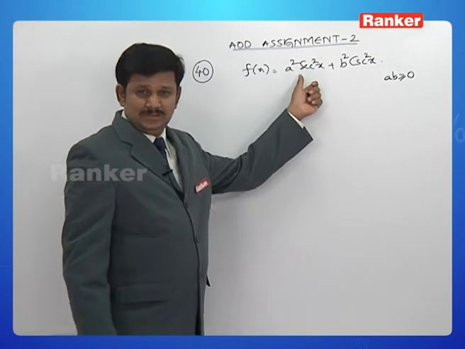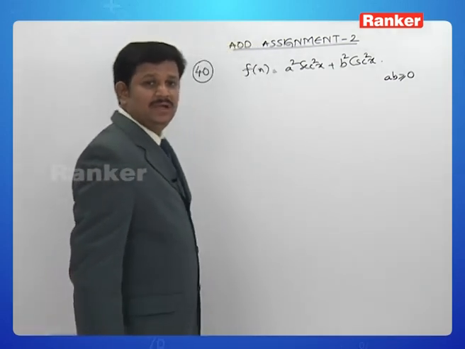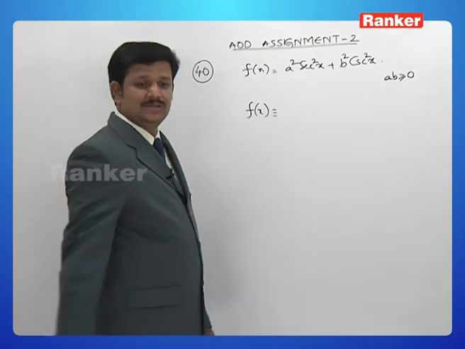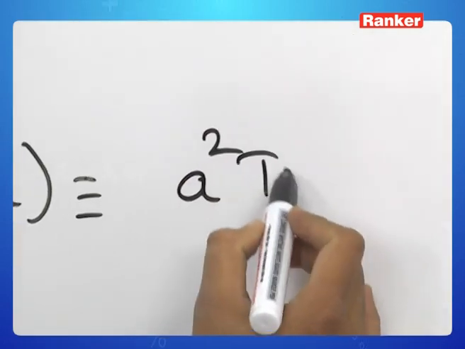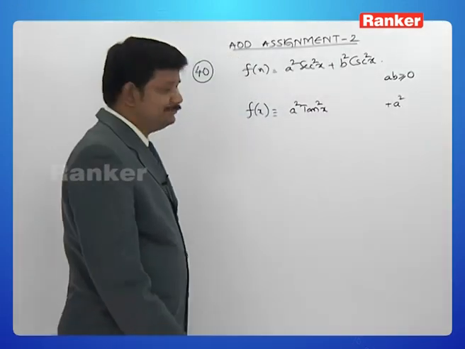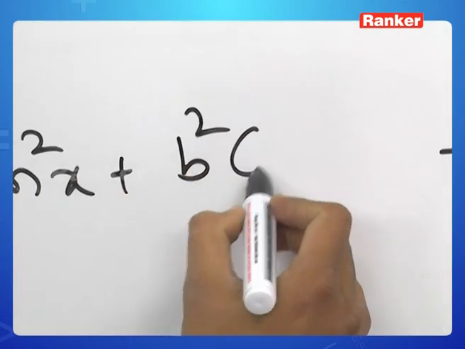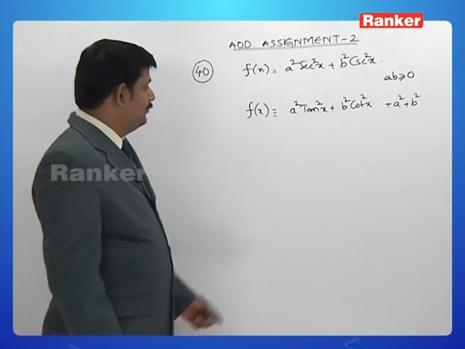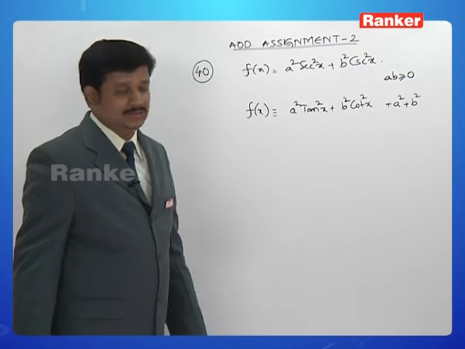Now secant square x, we can write it as tan square x plus 1, cosecant square x, we can write it as cot square x plus 1. So don't rush to differentiate whenever you are asked for maxima or minima. You can see secant square x as tan square x plus 1. So, a square tan square x plus a square. Cosecant square x as cot square x plus 1, plus b square cot square x plus b square. Now, you can see tan square x and cot square x are reciprocal of one another.